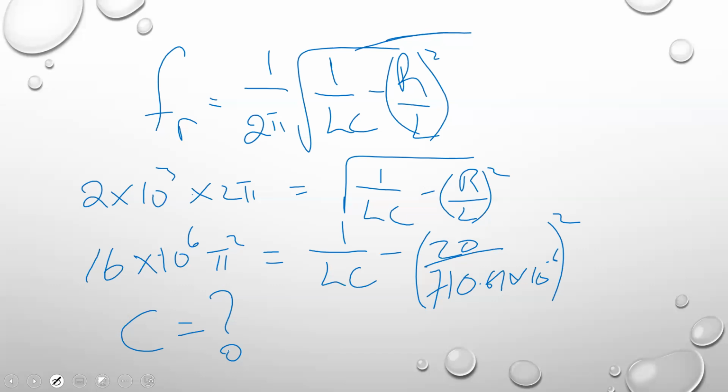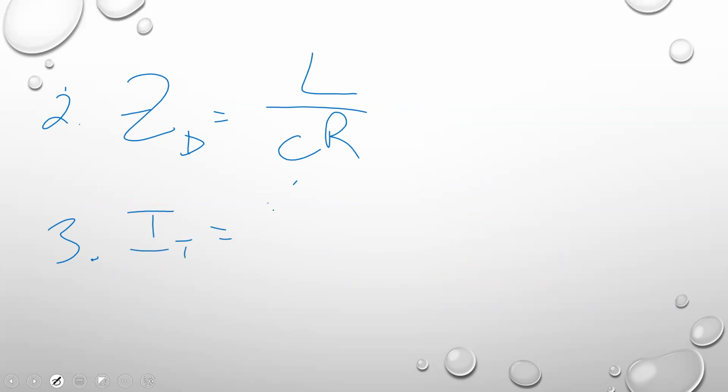Okay, once we have found the value for C, part B, how do we find the dynamic impedance? L over RC. Good. So ZD is equal to L over CR. All right, so that's part 2. Part 3, how do I find the supply current? V over ZD, sir. Good. So IT would be equal to V over ZD.